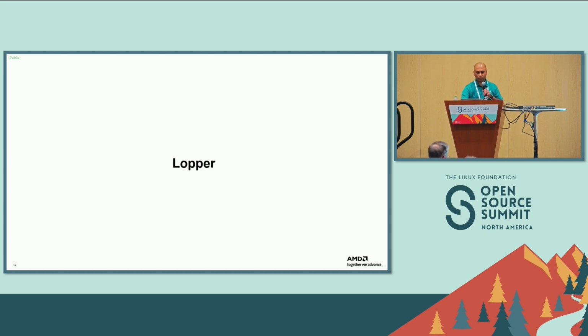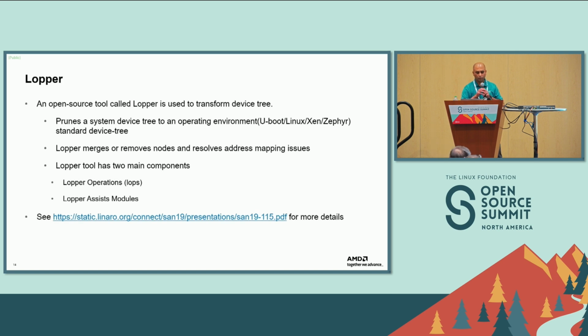Next, we will talk about the Lopper tool. Lopper is an open source tool which is used to transform the device tree for an operating specific environment. Basically, what it does is it prunes the system device tree for an operating environment such as U-Boot, Linux, Xen, and for the standard device tree operating modes.